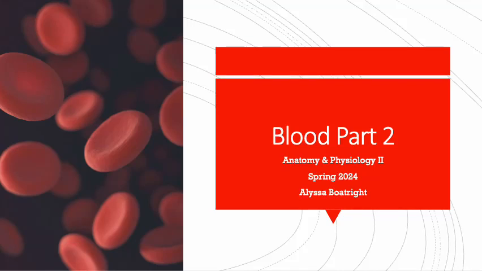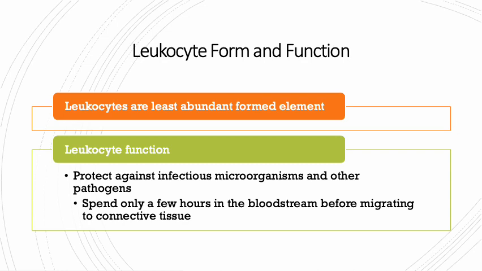This is part 2 of the blood lecture. We briefly discussed leukocytes, but let's talk a little more about their form and function. So leukocytes are the least abundant formed element in blood.